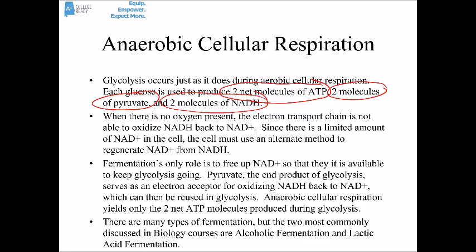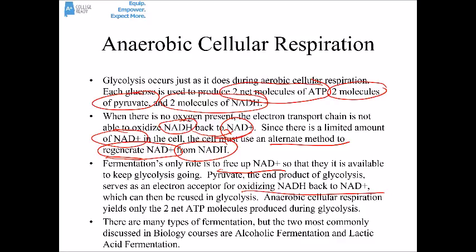When oxygen isn't present, the electron transport chain can't happen. And so the NADH produced during glycolysis can't be oxidized back to reform NAD+. Well, there's a limited amount of NAD+ in the cell. And if you run out of it, glycolysis stops. So there has to be an alternate method to regenerate NAD+ from NADH. That's the role of fermentation. Its only role is to free up NAD+ so that it's available to keep glycolysis going. The way it works is pyruvate serves as an electron acceptor and is used to oxidize NADH back to NAD+.